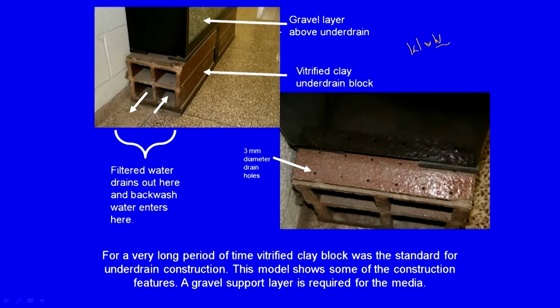So, gravel layer above the under drain, that is something we looked at, and from the side, the section, vitrified clay under drain block, filtered water obviously comes out and backwash enters here, right. So, you have these holes, 3 mm diameter drain holes through which the water comes from above into these vitrified clay blocks. As mentioned, clay blocks were the standard for under drain construction, right.